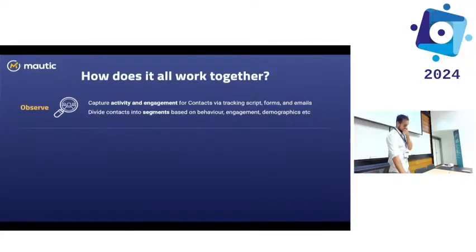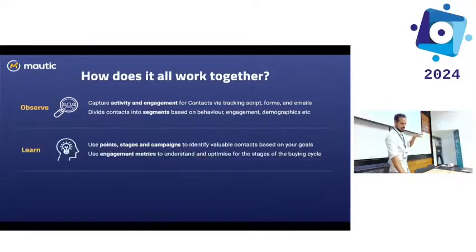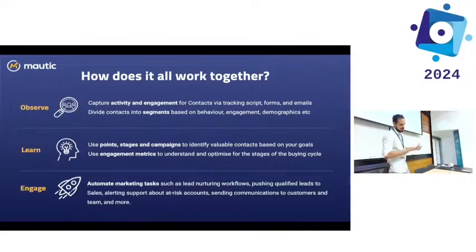And then how does it work together? Okay, you put the tracking script on the website, forms are being tracked, emails, you build segments, they're getting points, you drive them through the stages, engagement metrics, and then of course you start to do automated tasks. It's a process to get there, yeah. So not all companies and organizations are ready for this. You can start small with a weekly newsletter, and then go all the way up to fully automated flows, which saves a lot of time and money for everyone.